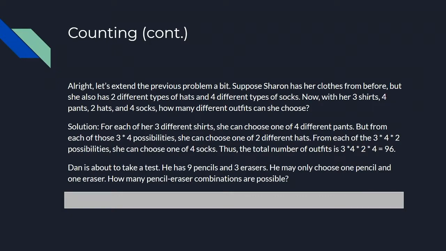And then for each of those possibilities, she can choose one of 4 socks, right? And it's the same thing. For 3 times 4 times 2 possibilities, she can choose the first sock. And then for another 3 times 4 times 2 possibilities, she can choose the second sock, and so on. So the total number is just, you multiply them all. It's 3 times 4 times 2 times 4, and that's 96.